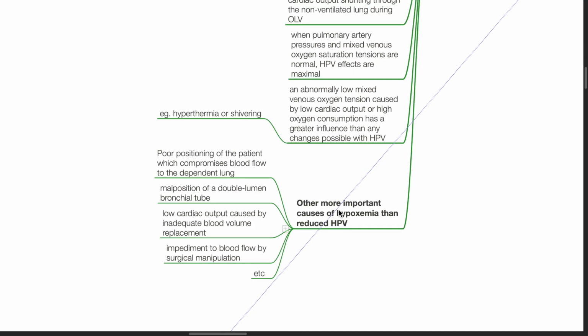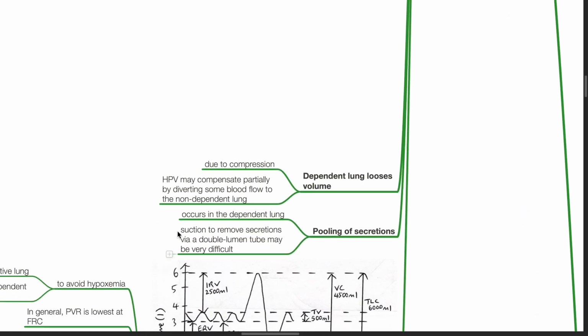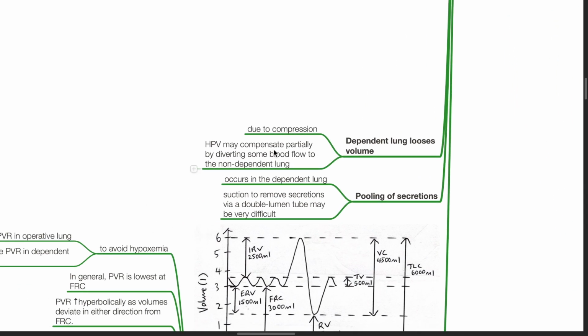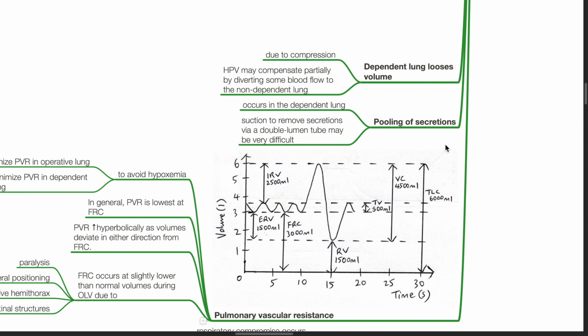There are other more important causes of hypoxemia than reduced HPV, such as poor positioning of the patient, which compromises blood flow to the dependent lung, malposition of the double lumen bronchial tube, low cardiac output caused by inadequate blood volume replacement, impediment of blood flow by surgical manipulation, etc. The dependent lung loses volume due to compression. HPV may compensate partially by diverting some blood flow to the non-dependent lung. Pooling of secretions occurs in the dependent lung. Suction to remove secretions via a double lumen tube may be very difficult.